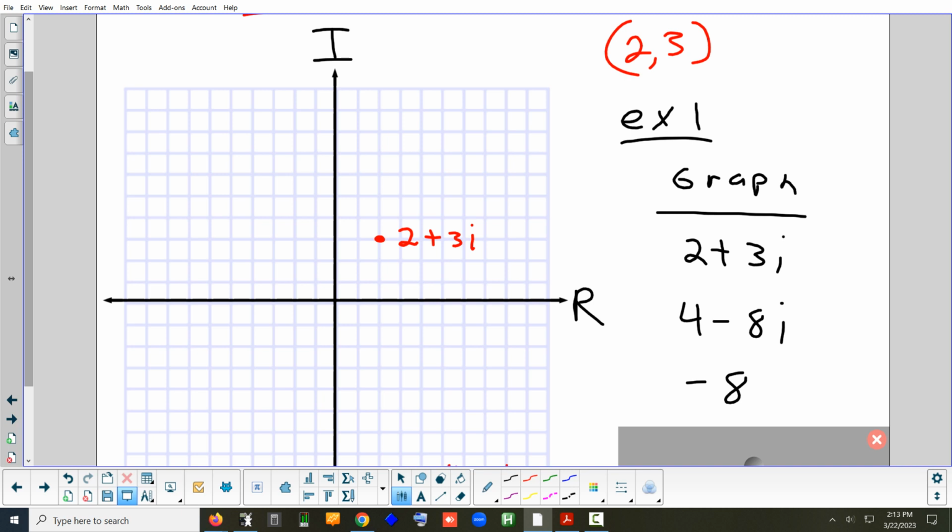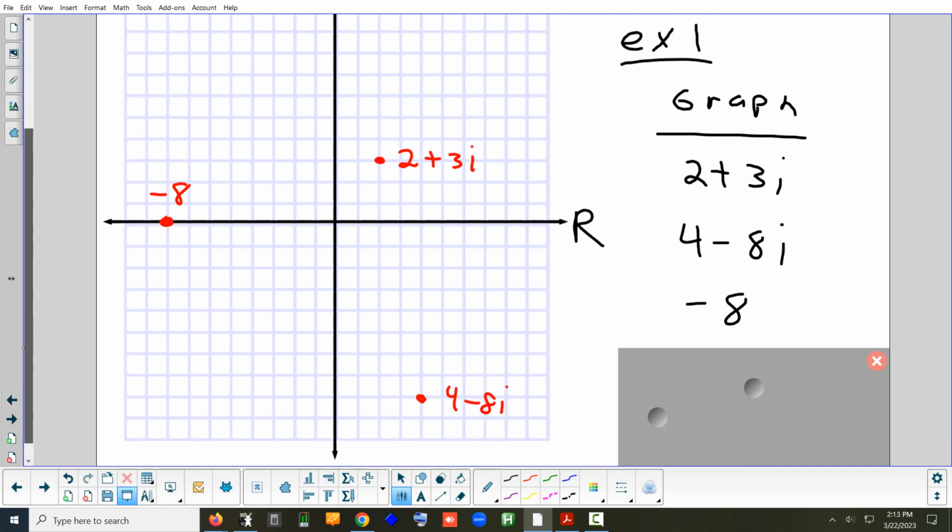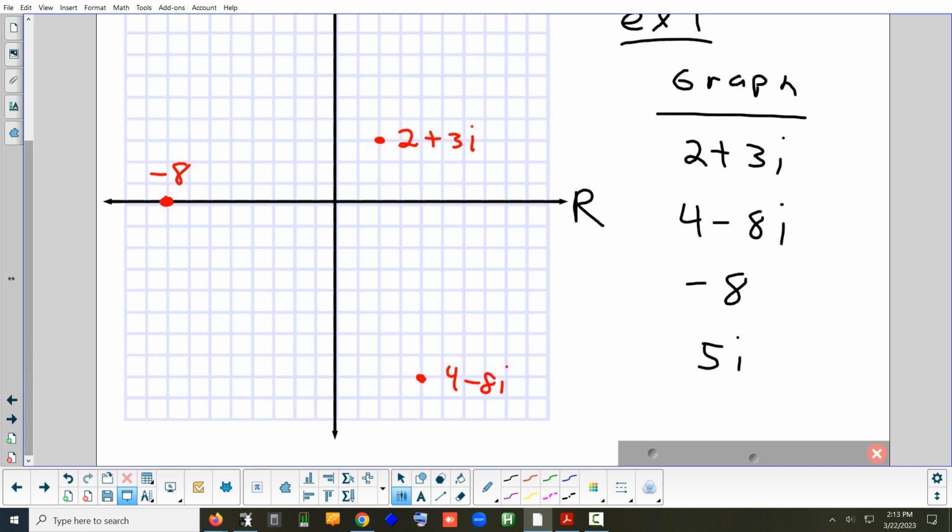How about negative 8? Fiorella, how would you graph that one? Just go left 8. Yeah, go left 8. Think of it as negative 8 plus 0i. There's no imaginary part to that one. So that's not in a quadrant. That's on an axis. Right? And how about 5i?